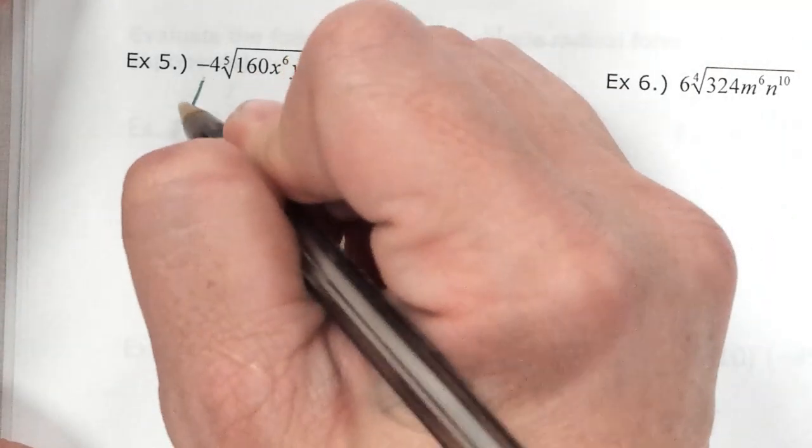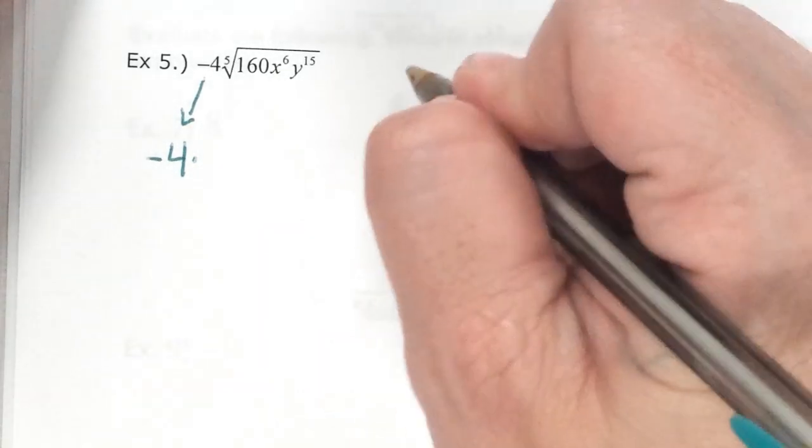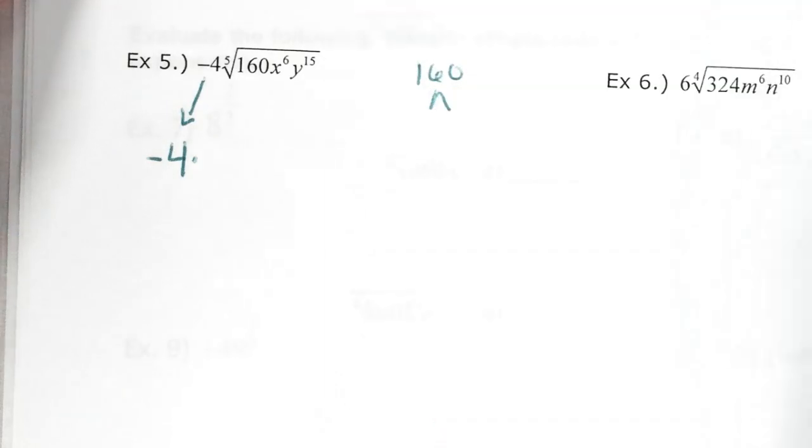Multiply. So I'm going to bring down my -4, and I'm going to put a dot so I don't forget that I'm multiplying it. Yes? Now I have 160. And I had people ask, do I have to start with 2? You don't. You can start with any numbers.